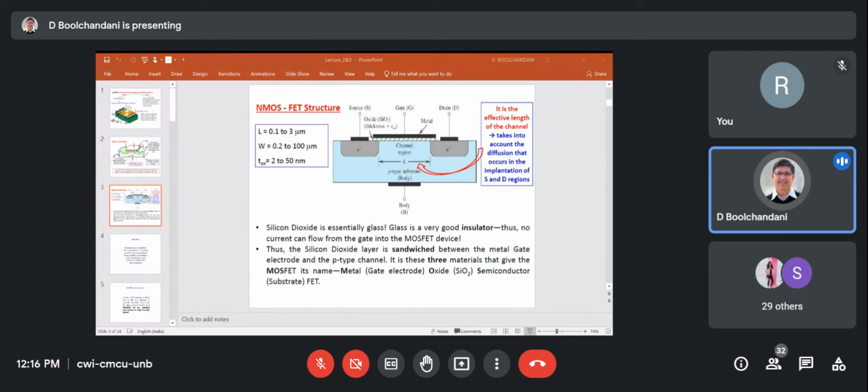Silicon dioxide, which is between the gate and the substrate region, is essentially a glass. Glass is a very good insulator. Thus, no current can flow from gate into the MOSFET device. And this silicon dioxide layer is sandwiched between the metal gate, or say a heavily doped polysilicon gate electrode, and a P-type substrate.